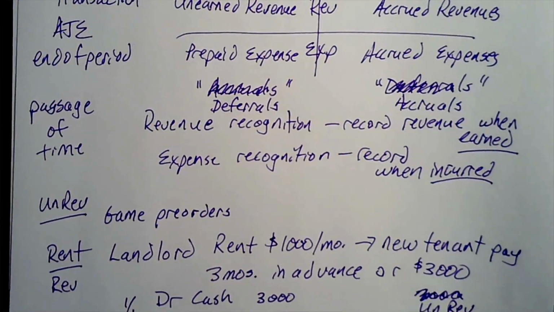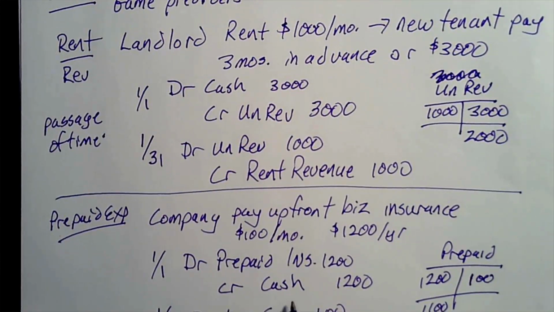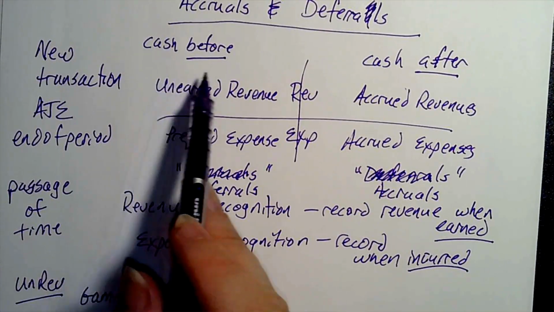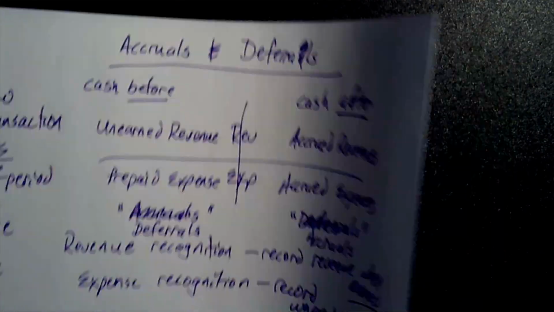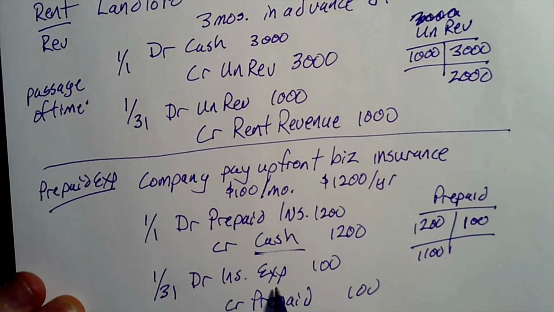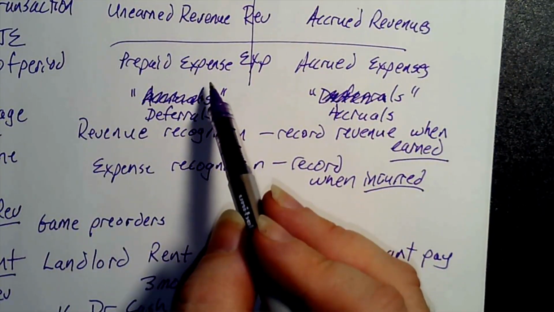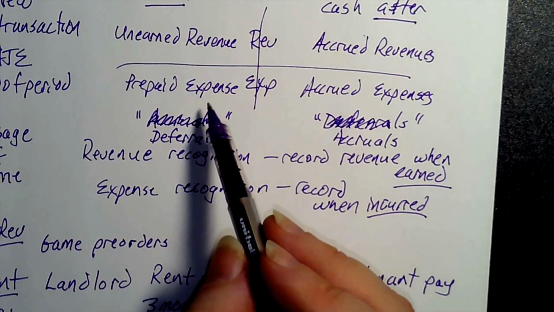Let's continue on. And I'll just show you here again, the cash happens first. The cash happens before, and the insurance expense happens second. So it fits the requirements to be a deferral, a prepaid expense.